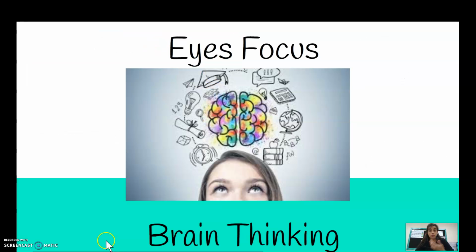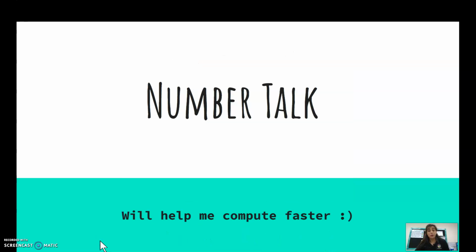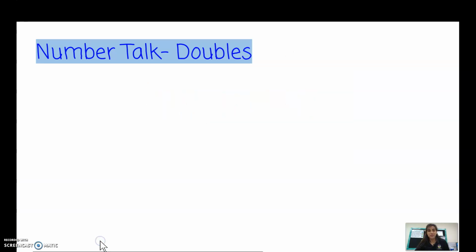Okay, so this is a number talk. Remember, they're gonna make me fluent with numbers. Eyes focus and brain is thinking. It will help me compute faster. Okay, we're still working with doubles. So 7 plus 7, remember to pause. And it's going to be 14, okay? If you still haven't mastered that double, practice it with extramath reflex, okay?